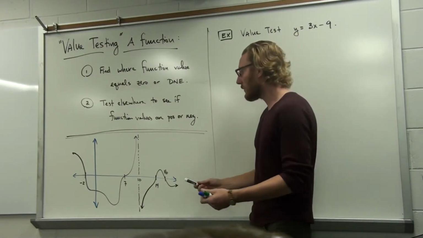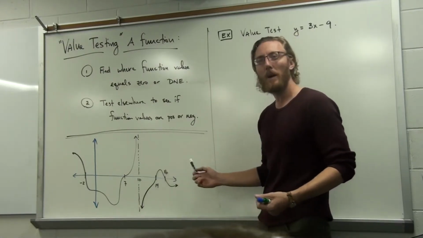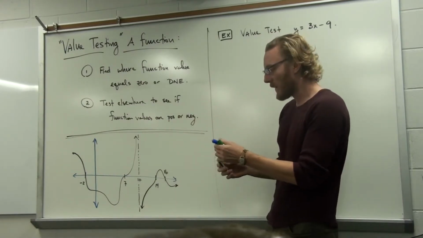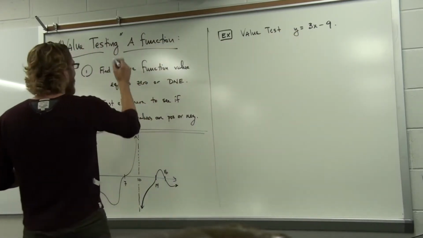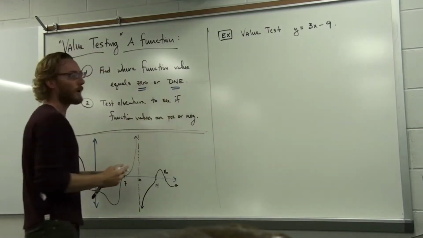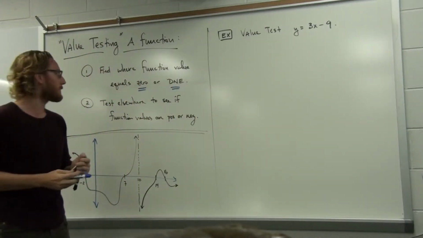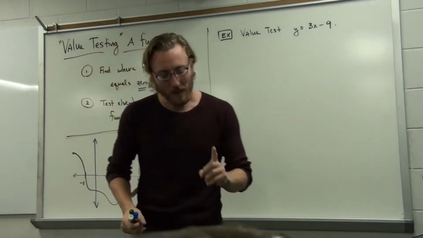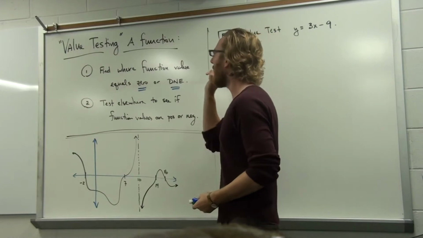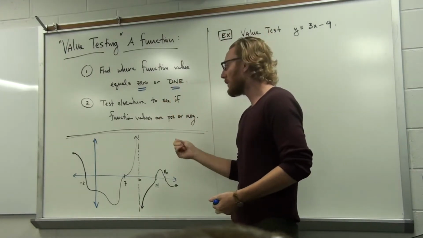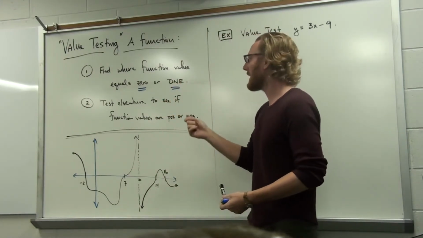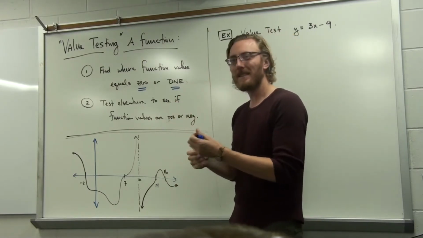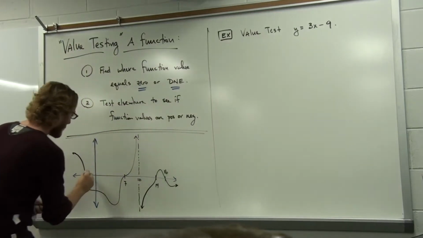But the long story short is that whenever you look at all of the possible ways that a function could go from above the axis to below the axis, there are two. And whenever we value test a function, we're going to look at these two possibilities precisely. So if we're going to value test a function, the first thing we want to do is find where the function value is 0, where the function is at the axis, and then where the function value doesn't exist, where we might have some kind of asymptote.